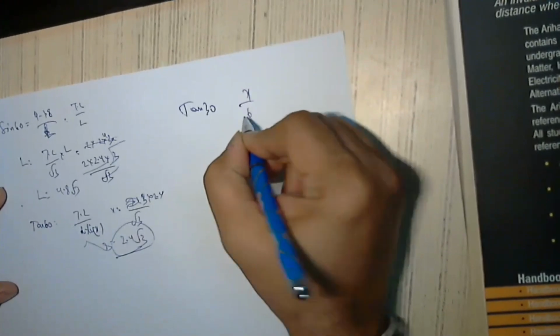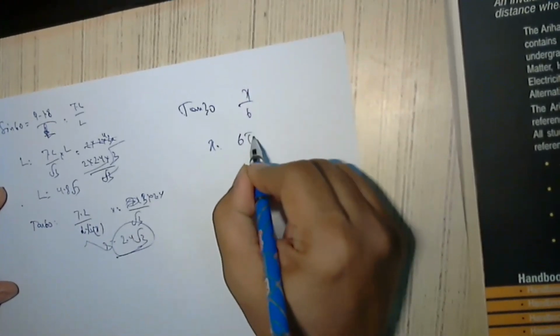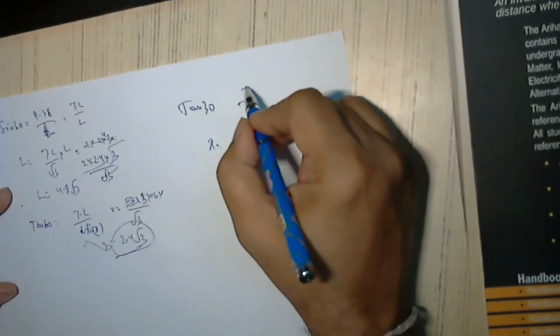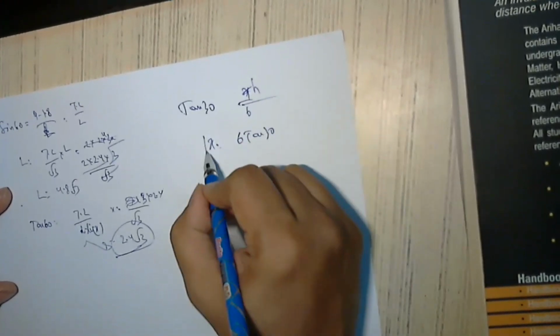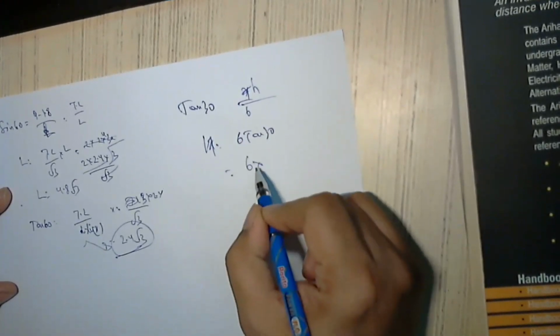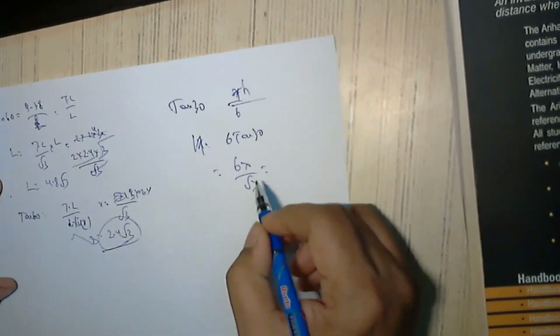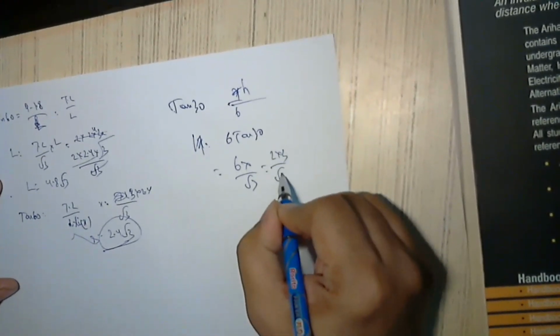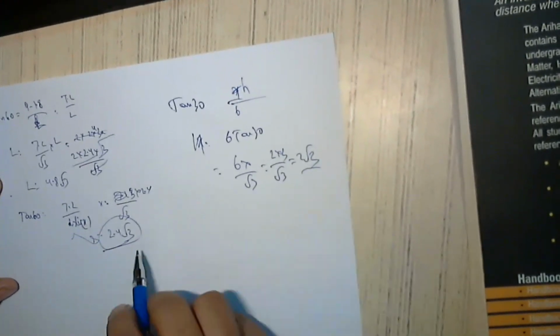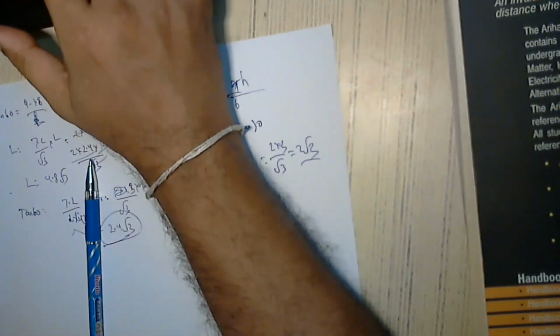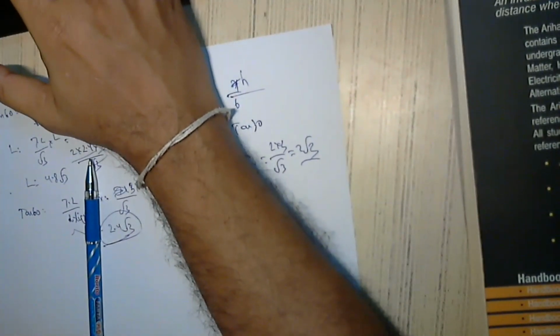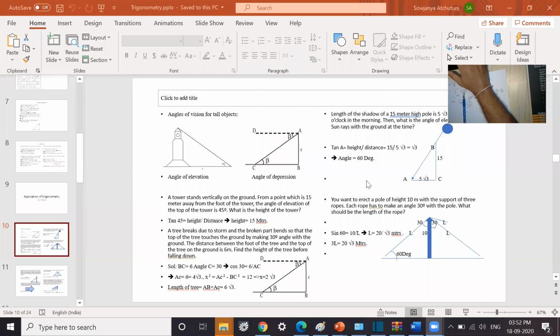Tan 30 is x by 6. So x is equal to 6 tan 30. Let us say this is h by 6, h is equal to 6 tan 30. Tan 30 is 1 by root 3. So we can say 2 into 3 by root 3, that is 2 root 3. So this is 2 root 3.